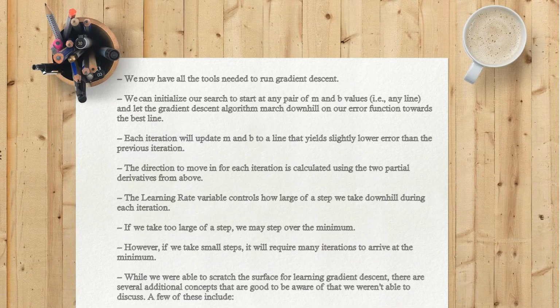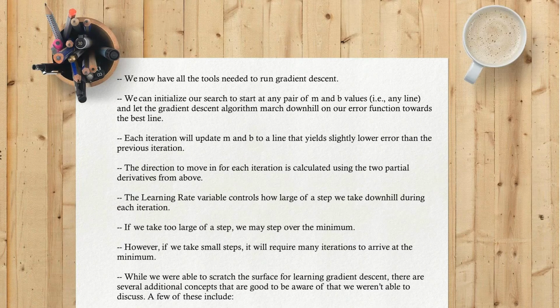We now have all the tools needed to run gradient descent. We can initialize our search to start at any pair of m and b values, that means any line, and let the gradient descent algorithm march downhill on our error function towards the best line. Each iteration will update m and b to a line that yields slightly lower error than the previous iteration. The direction to move in for each iteration is calculated using the two partial derivatives from above.